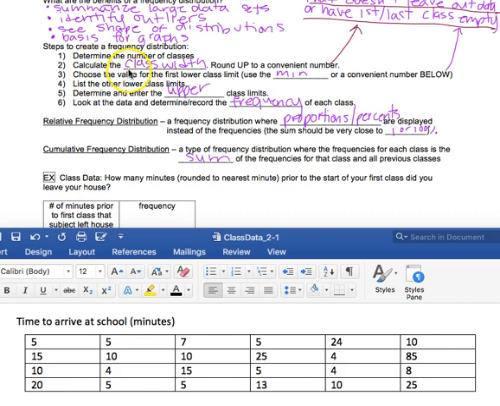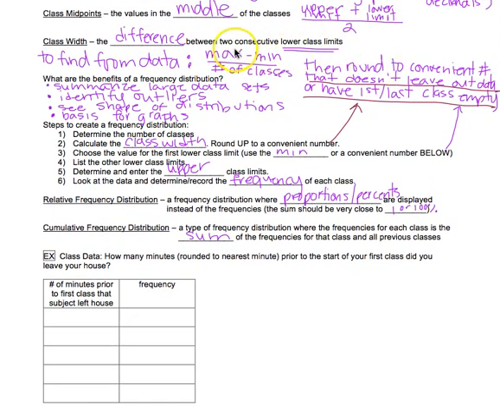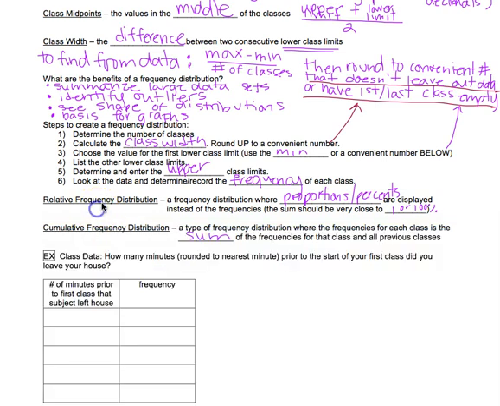Number 2, calculate the class width. So again, class width, I do max minus min divided by the number of classes. So as I look through all of this data, the maximum is 85. The minimum that I see here is 4. Whew, people must live very close.